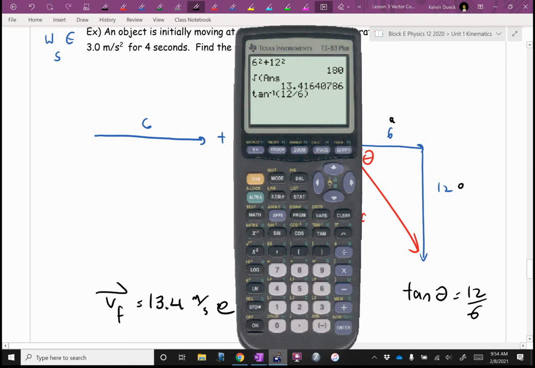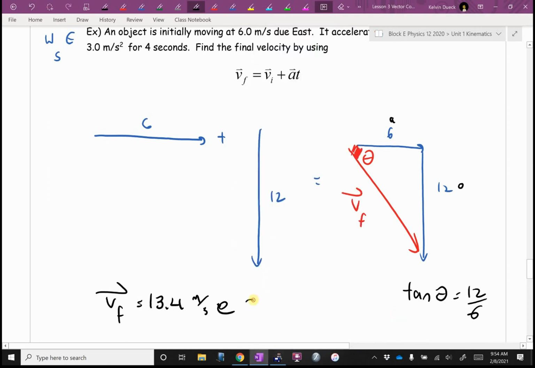What was theta? I got 13.4 meters per second at 63.4 degrees. North of south, east of west, what of what? Is that south of east? Not east of south, it's south of east? Is it? Okay. Oh yeah, because the 'of blank' is always the nice line. The thing in front is the slanty one that you had to get there. Okay.